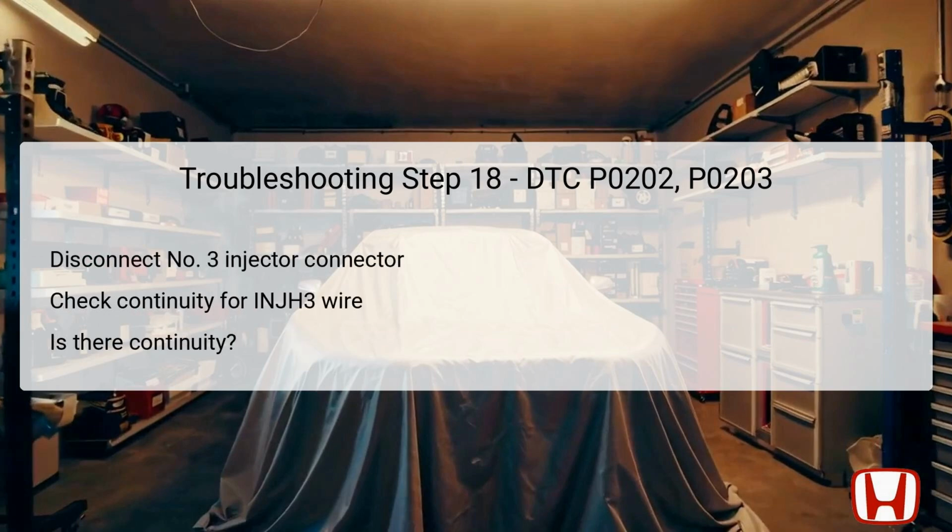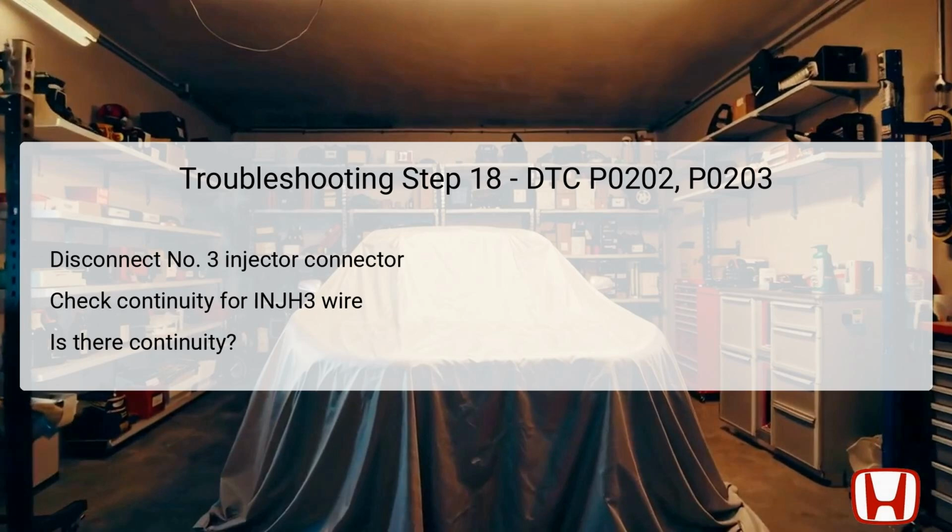In this troubleshooting phase, disconnect the number 3 injector connector to isolate it for focused testing. This entails checking the continuity for the INJH3 wire, which is vital in delivering signals for the 3rd cylinder fuel injector. By measuring the continuity successfully, you confirm operational integrity for that circuit, allowing you to proceed confidently.